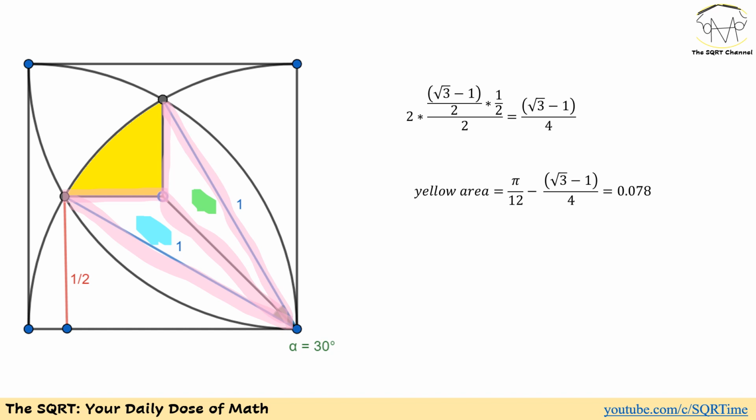To find the yellow area, we need to find the difference between the area of the sector and the area that we found for these two triangles. The area of the sector was pi over 12, and we just found the area that we have for these two triangles. The difference is going to be pi over 12 minus (the square root of 3 minus 1) over 4, which is around 0.078, and that's our final answer.